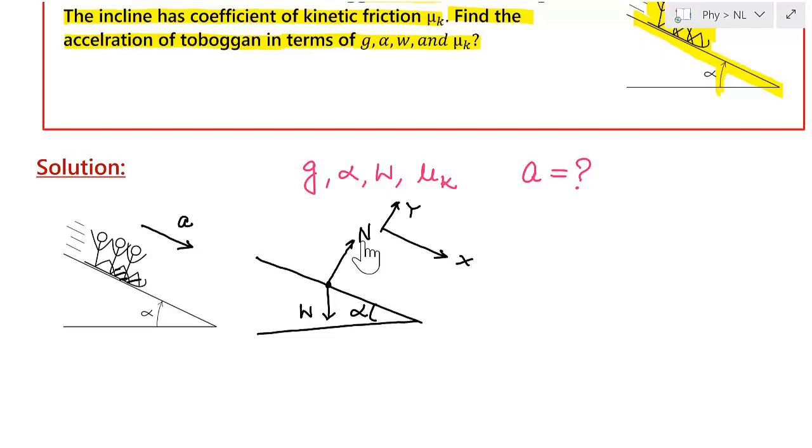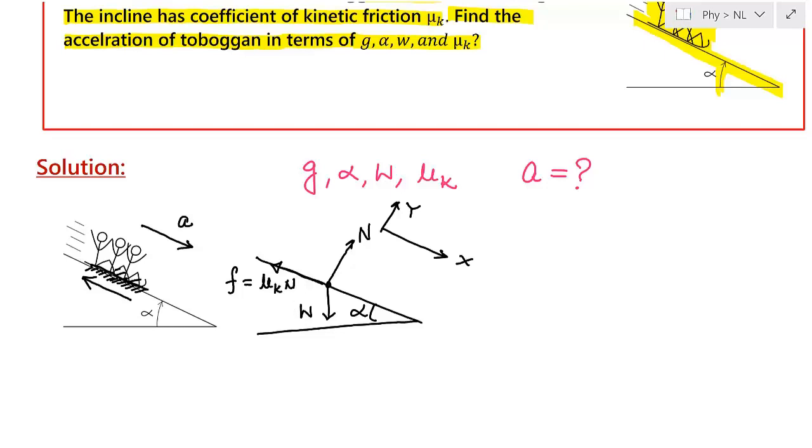What other forces are acting? Since this toboggan has a tendency to go in the downward direction, there will be a friction force on the point of contact or surface of contact between this toboggan and inclined plane. And this friction force will act opposite to the motion. This means towards the up the incline. So this is the friction force that will act in this direction, and the value of this friction will be mu k times normal reaction. That is, this friction force is kinetic in nature.